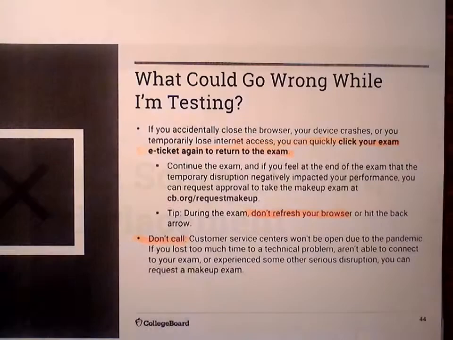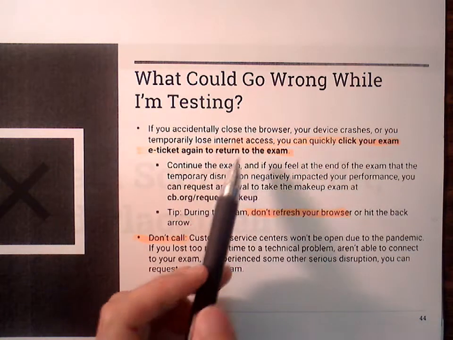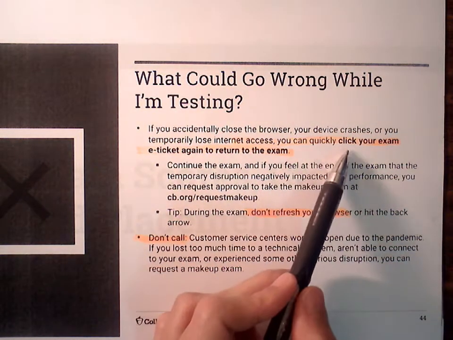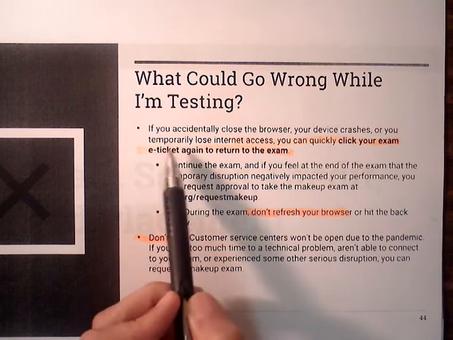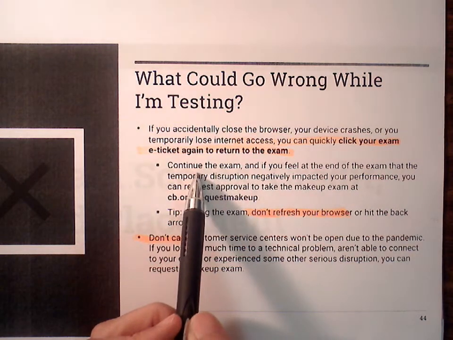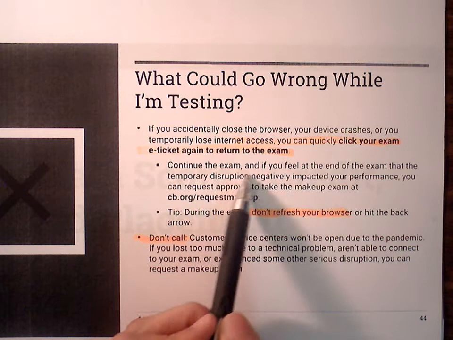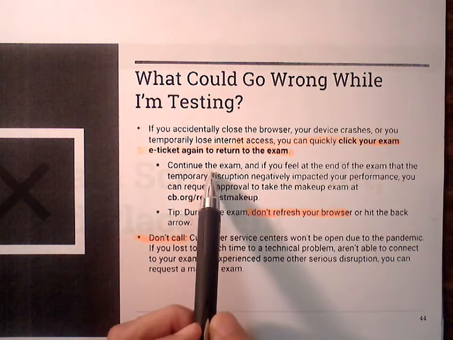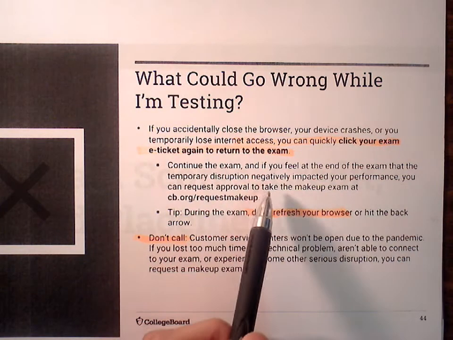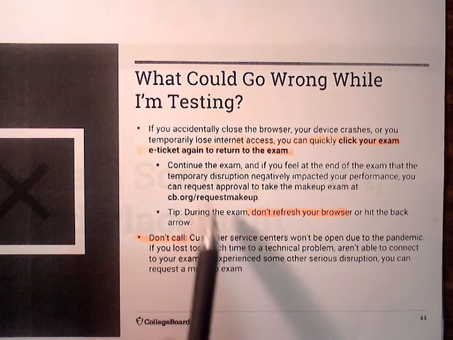All right, what could go wrong while you're testing? If you accidentally close the browser or your device crashes, you can try to go back to your exam. So you click on your exam e-ticket again to return to your exam. You may have lost a little bit of time, but at least you're able to get back into the exam. But if you realize that it's just too much disruption and you would prefer to do a makeup exam, then you can request makeup.